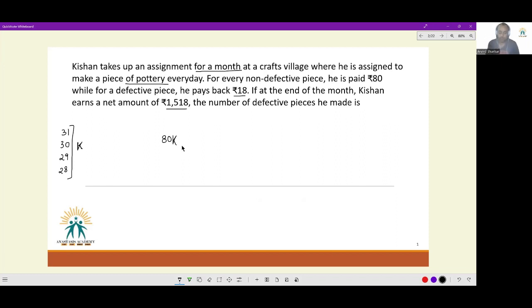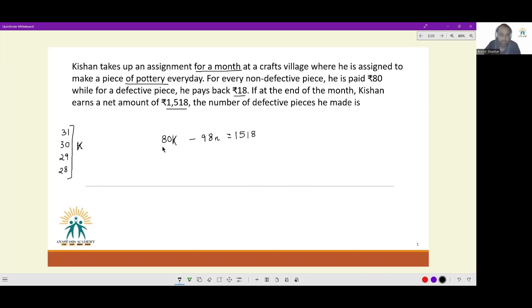But now, look at a particular day. One day he is receiving 80. If on one day, instead of a non-defective piece, he made a defective piece, how much money is he losing out on? He's losing out on the 80 he would have earned, and he has to pay back 80. So he's losing out on 160 rupees. So 80k minus 160n should be equal to his final earning in the month. 80k minus 160n should be equal to 1580.